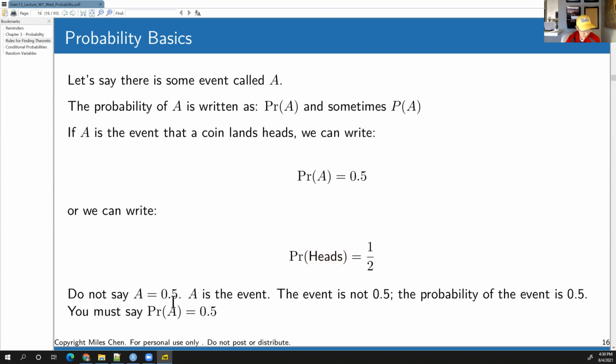Now, one thing that's important is, do not say A equals 0.5, okay? A is the event. A is the event, okay? The event is not 0.5, okay? The event is that the coin lands heads. The probability of the event is 0.5. The event itself is not 0.5. It's the probability that's 0.5, right? So we can say the probability of A is 0.5. Don't say A is 0.5. A is the event that the coin lands heads. So there is a distinction there.